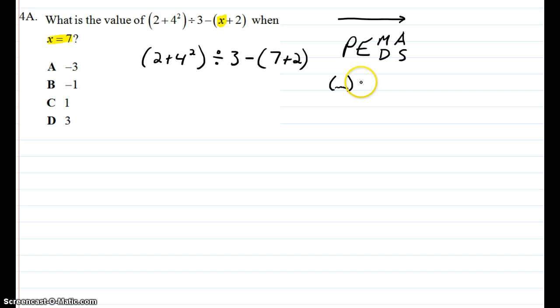the next thing we have to worry about are exponents. So we're going to have to go 4 squared first. And remember, 4 squared, that really means 4 times 4. So this is going to become 2 plus 16. And then now let's rewrite.